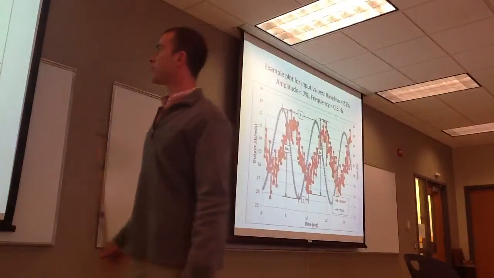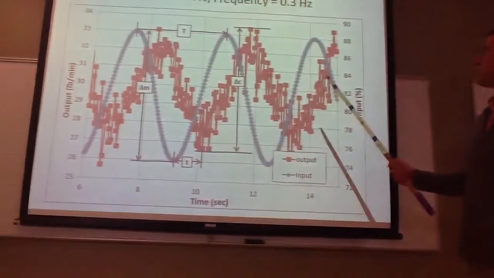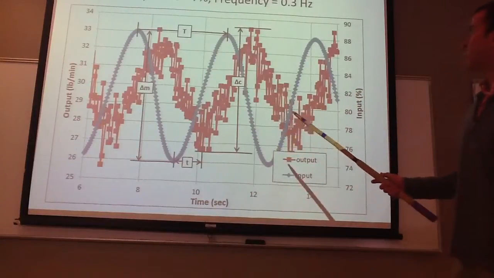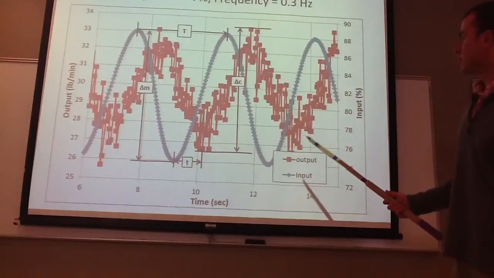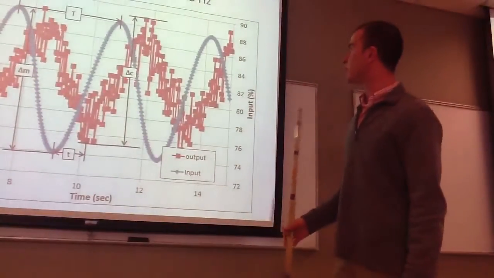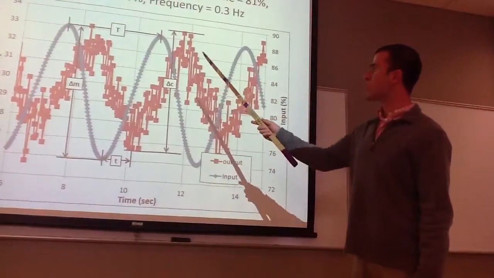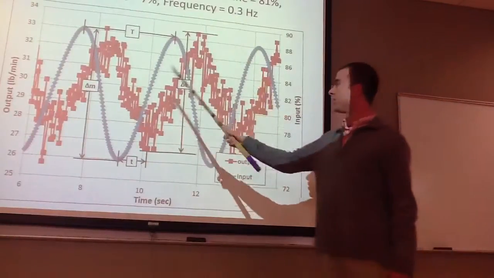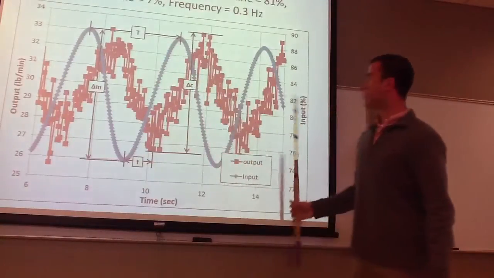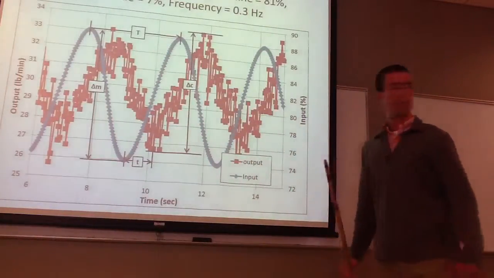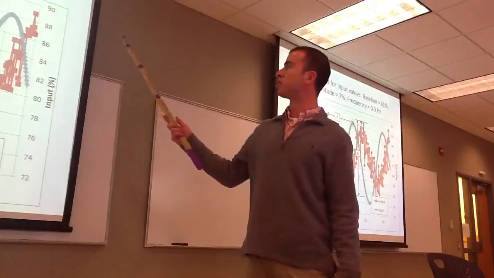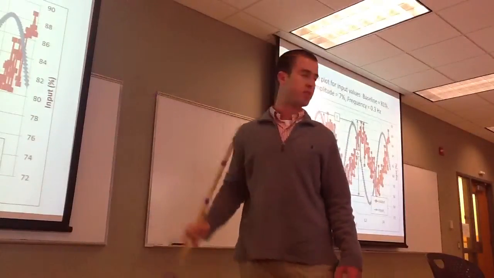For the frequency response, I'll go ahead and show you an example of one of our experiments. This is a baseline of 81%, which gives you an output of about 26 to 33 pounds per minute. You can find your period from Tu, which is the difference in the two waves up at the top, and then find your ultimate frequency from that. In this example, the ultimate frequency is 0.3 hertz, and the amplitude is 7%.